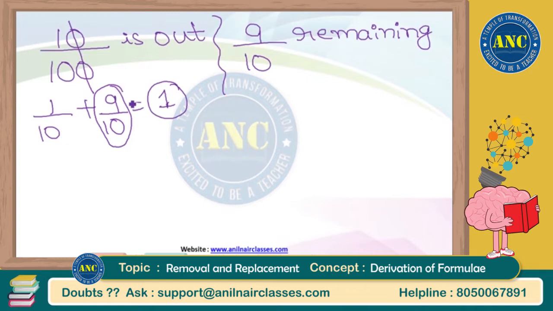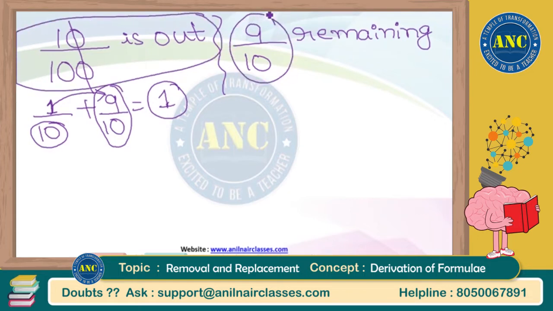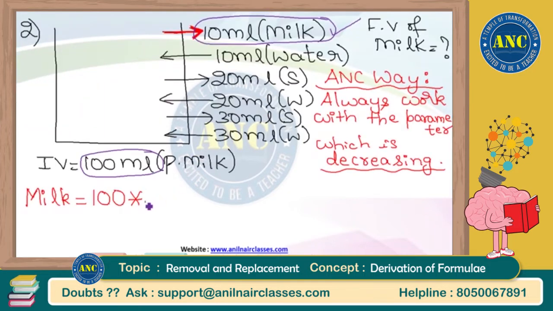Or in simple language, I told you an easy shortcut yesterday. 1 plus which number is equal to 10? 1 plus 9 is 10. That means 1 by 10 is taken outside, 9 by 10 is remaining. I am interested in writing the remaining part, so I will write 9 by 10 here.